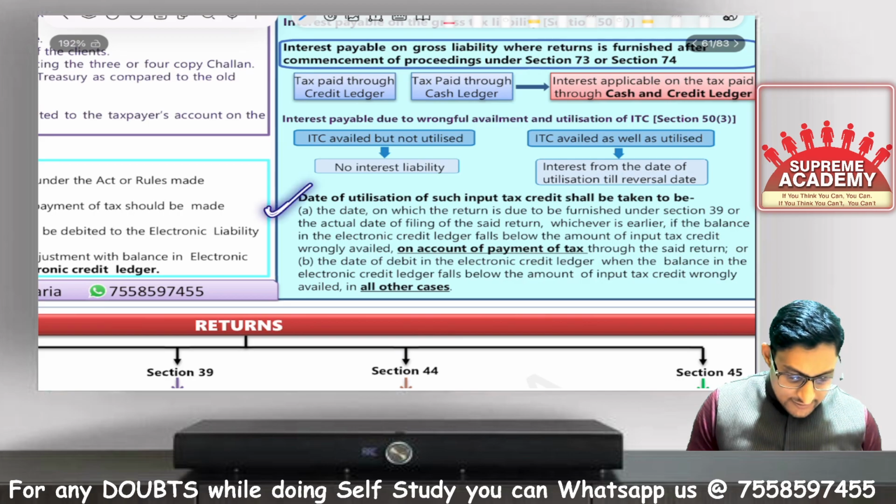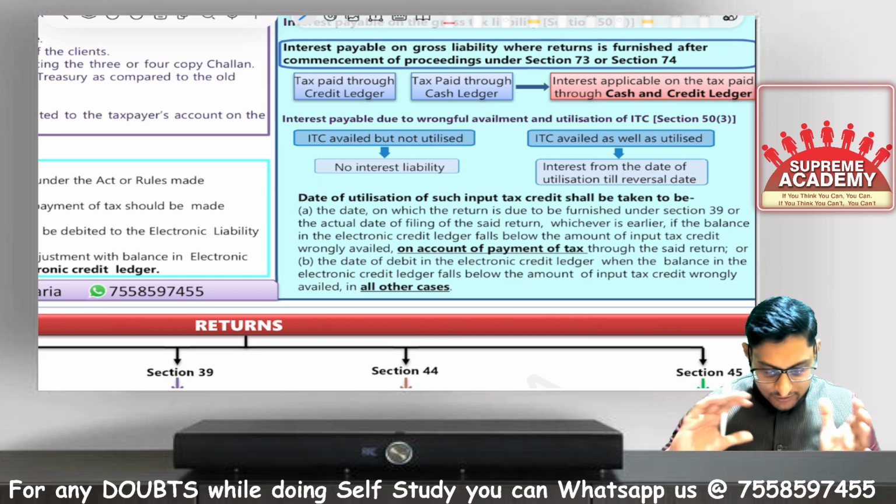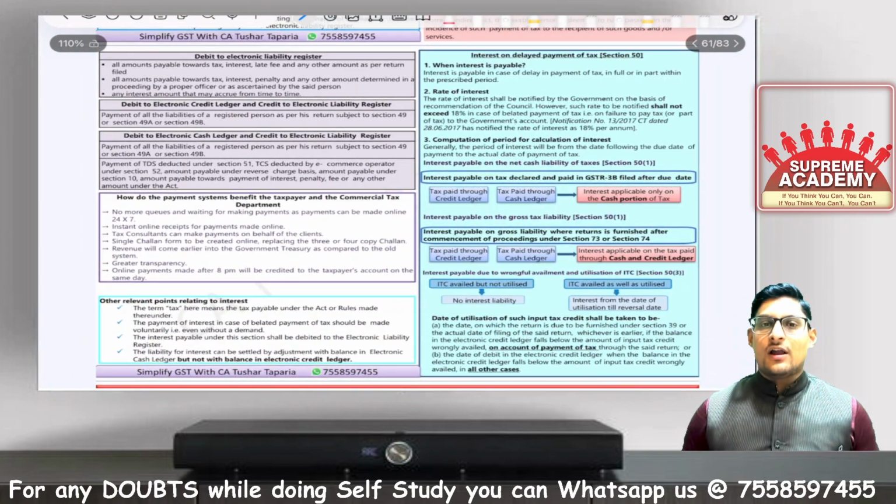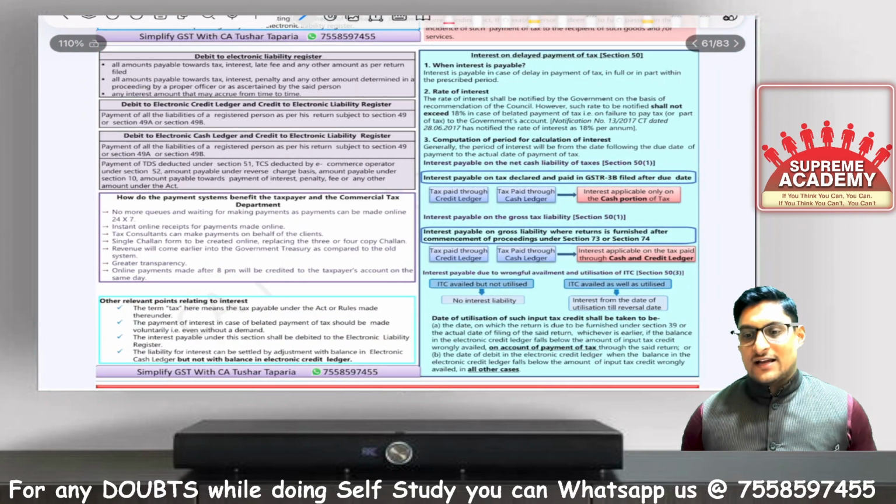So this is all about the interest portion. We have also discussed the date. Yes, I have told you from which date to which date you have to make the interest calculation. So this is all about the payment of tax chapter. So here we have completed this chapter.